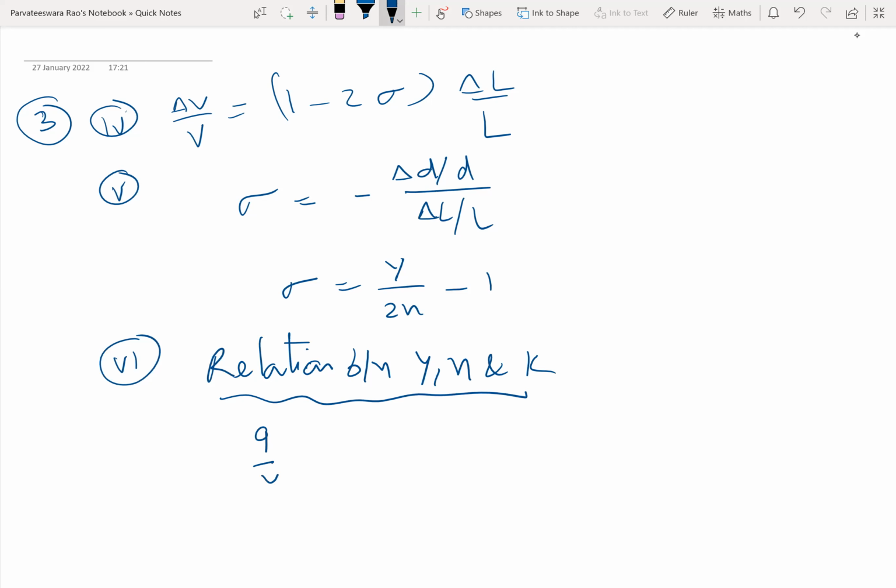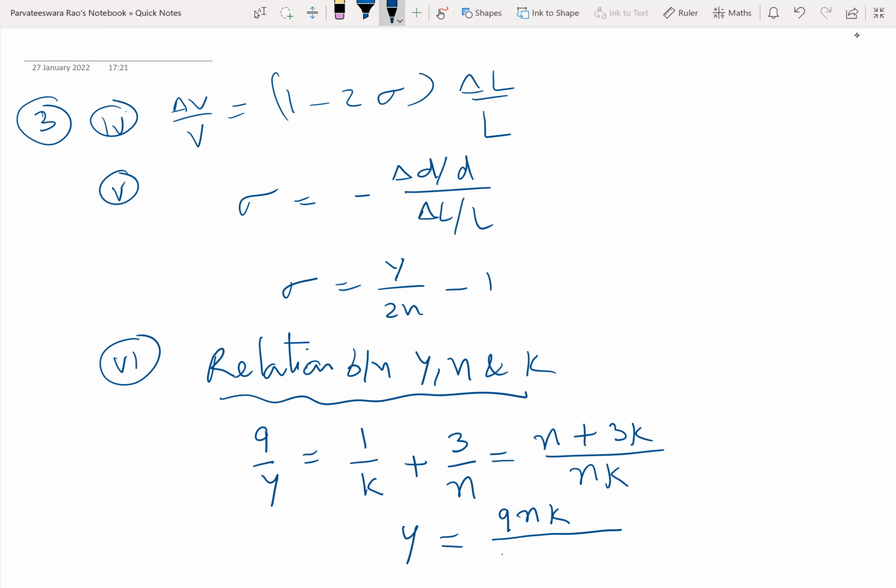So it is 9 by Y is equal to 1 by K plus 3 by N. K is the bulk modulus, N is the rigidity modulus. So if you take N plus 3K by NK, correct? So Y will be 9NK by N plus 3K.